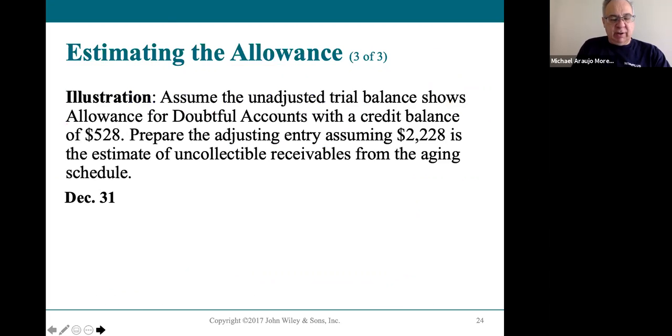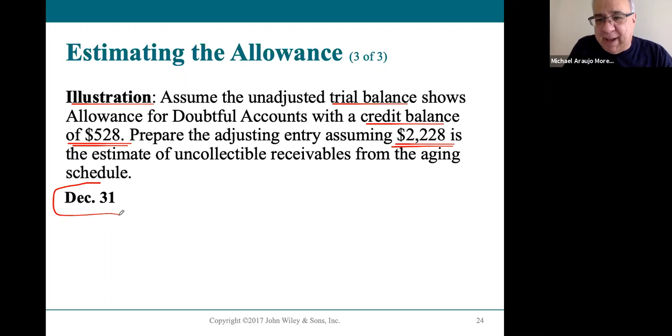So let's take a look. Oh, look at this, an illustration. It looks so familiar. It's also a trial balance with the allowance for doubtful accounts showing a credit balance of 528. Well, I'll be. But you just calculated that your new balance should be 2,228. It's the end of the year.